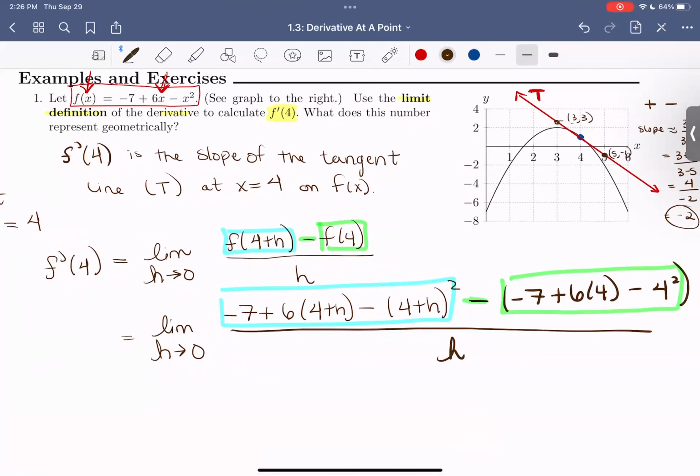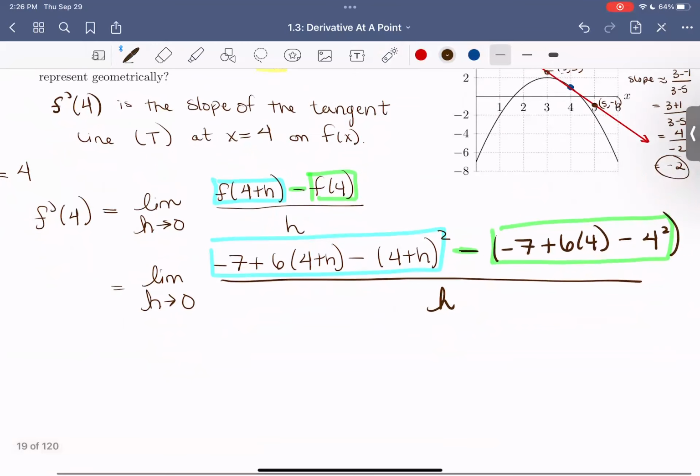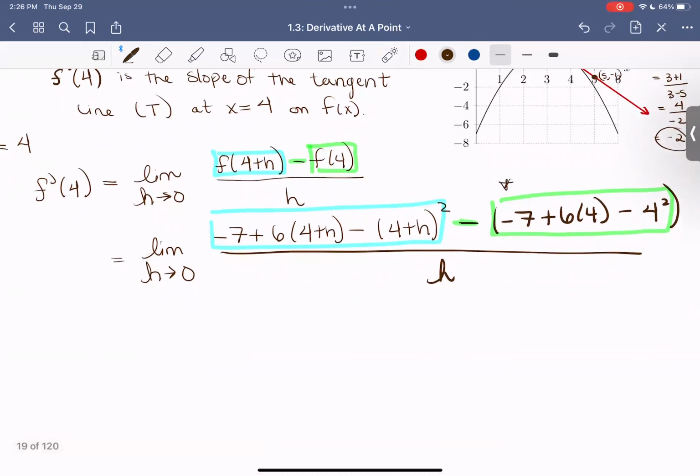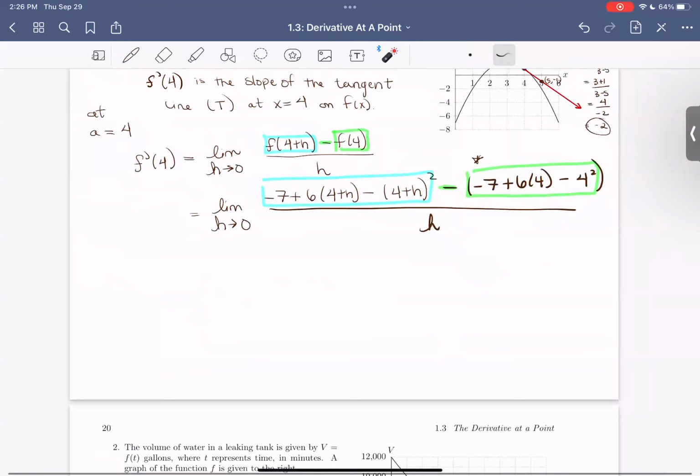And now we just get a lot of algebra. So it's important to just take a deep breath and take it slow. What I'm first going to do is just compute this number here. So f of 4 is a number because I'm just using numbers in here. I don't have any h's involved. So I'm just going to do that to the side first.